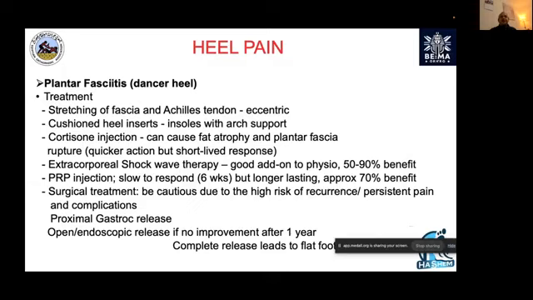Extracorporeal shockwave, PRP injection, all these options, and you have to try all of them once or twice and for a good time before you commit to a surgery, because surgery doesn't have consistent results. So results are not consistent. Some people get very good help from the release or the lengthening of Achilles. Some people don't get any improvement.